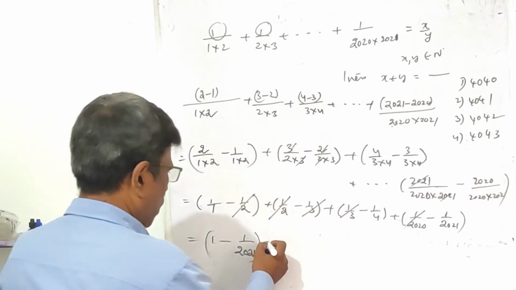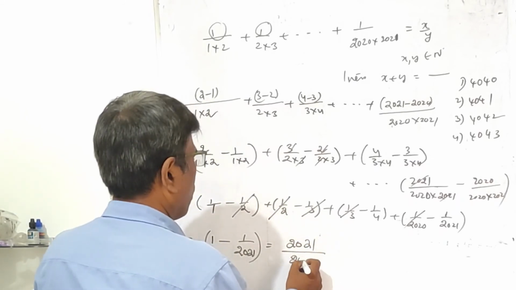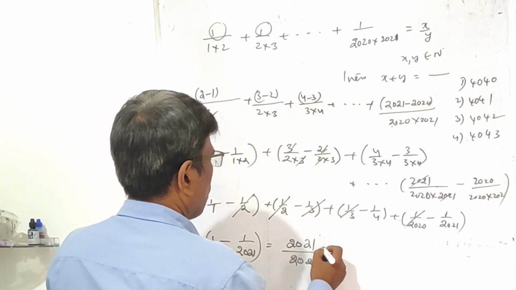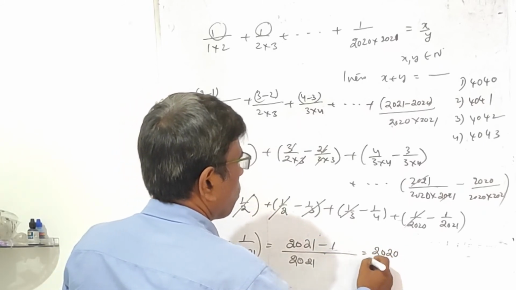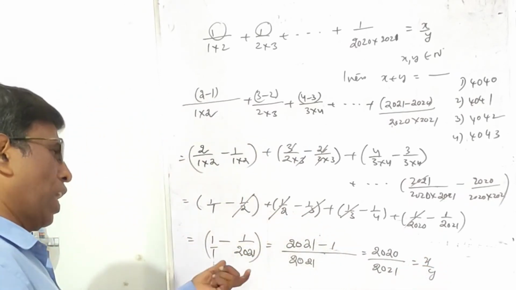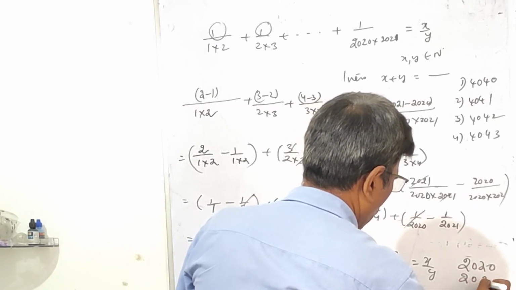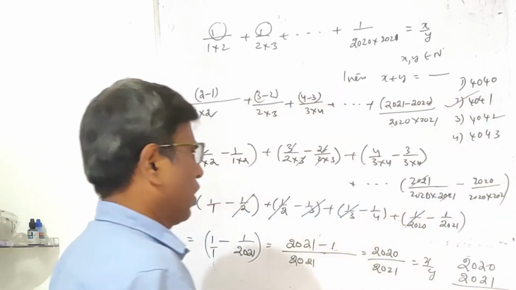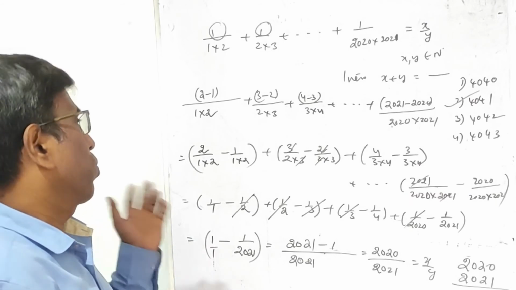If you take the LCM, 2021 by 2021, so that is 2021 minus 1 by 2021, which is 2020 by 2021. It is nothing but x by y. Adding these two, 2020 plus 2021, we get 4041. The second option is the correct answer. So this is the model way of simplifying the JEE Mains question.